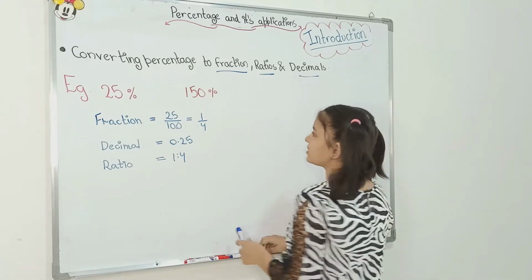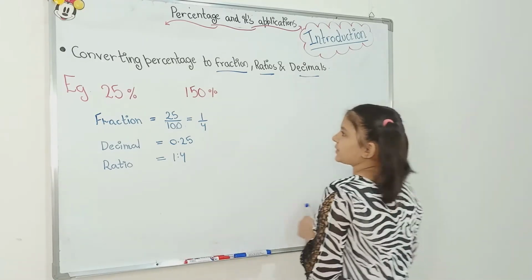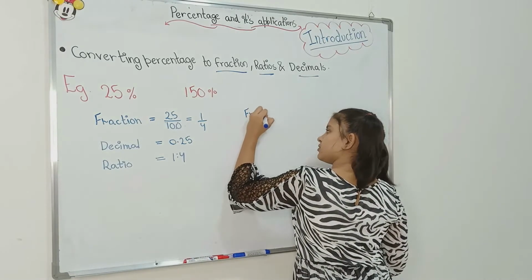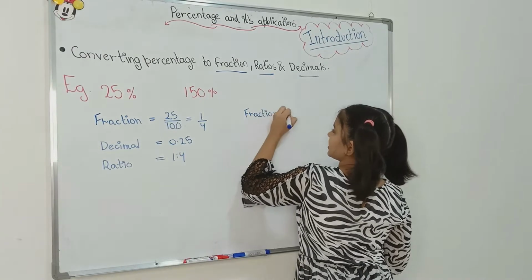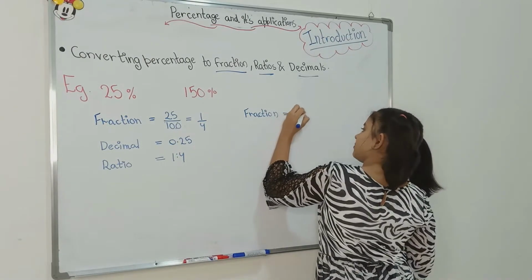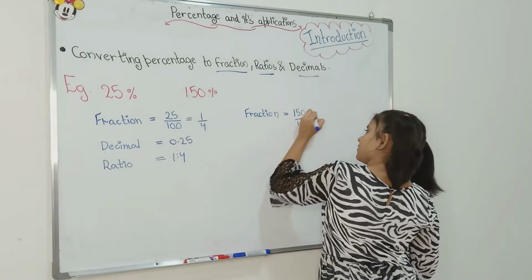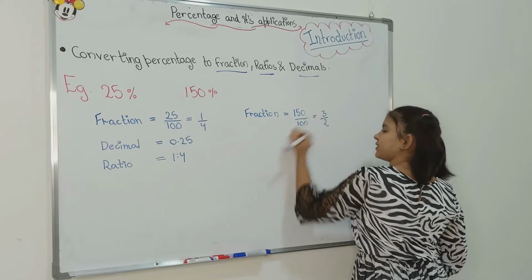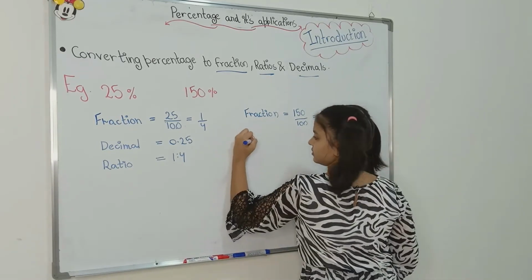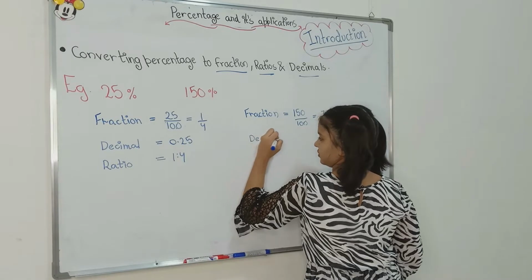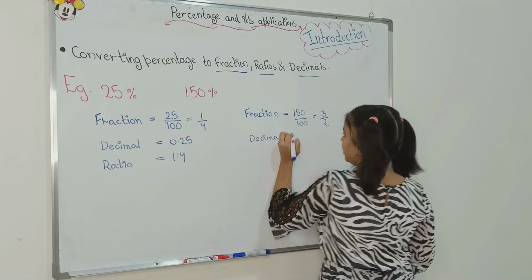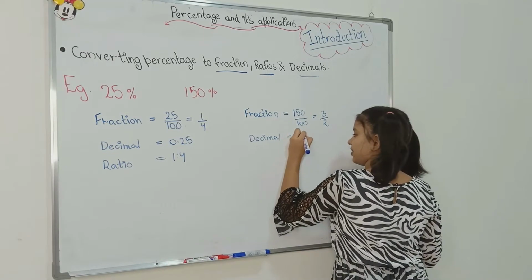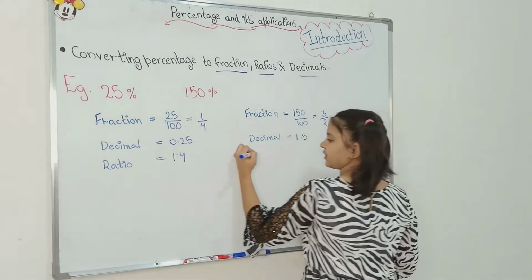Now our next one is 150%. Again in fractions we will write this as 150 by 100, which in lowest form is 3 by 2. Then in decimals, once we divide 3 by 2, we will get our answer as 1.5. And then 1.5 in ratios.